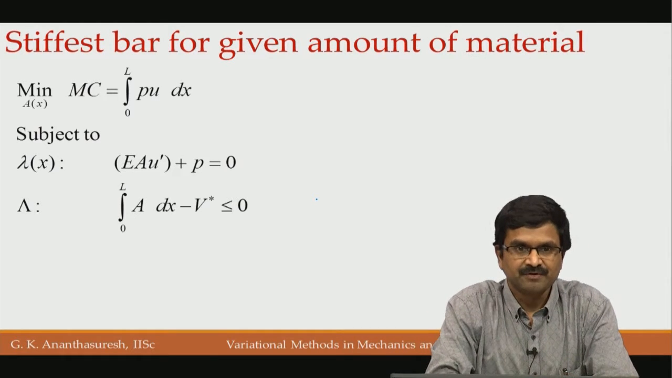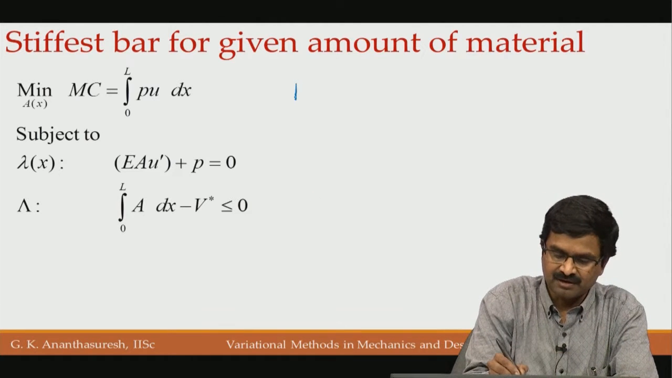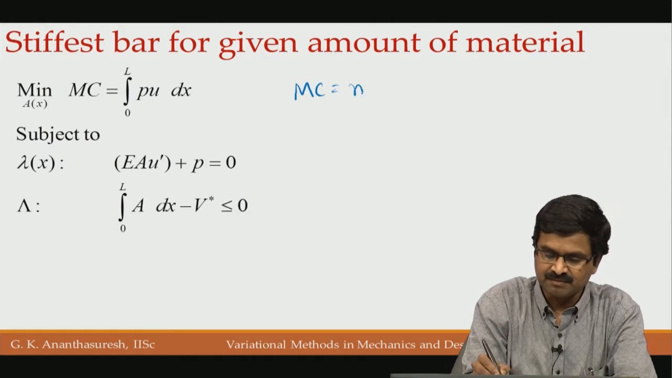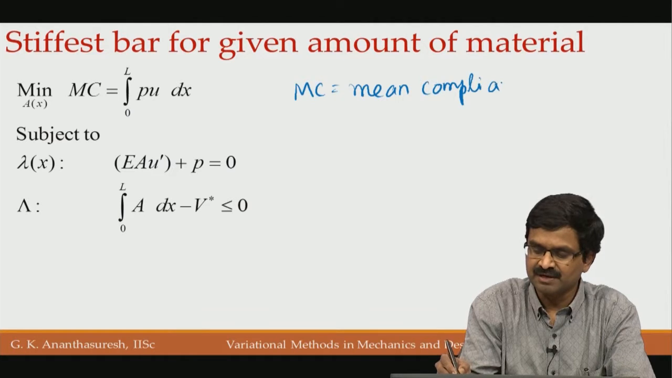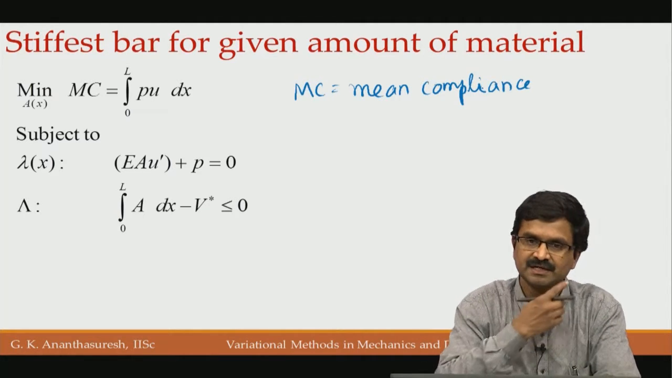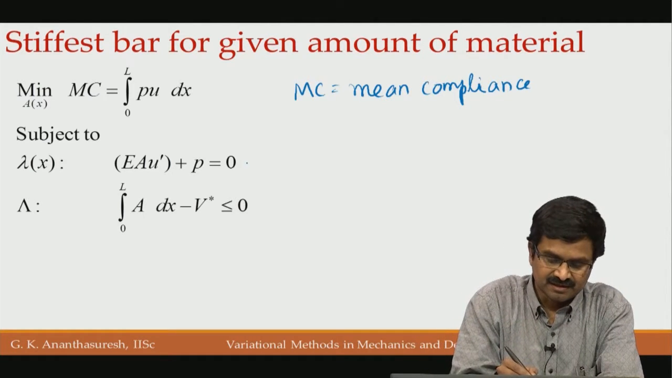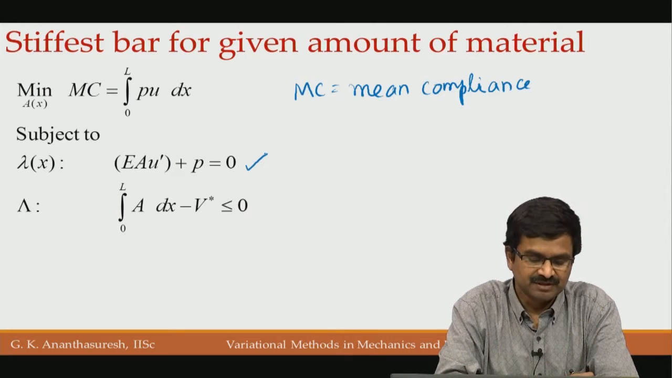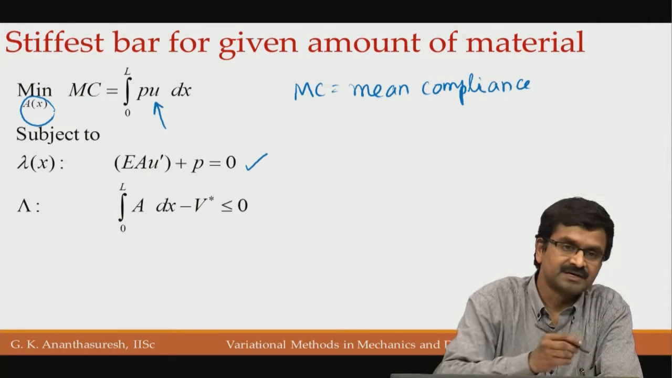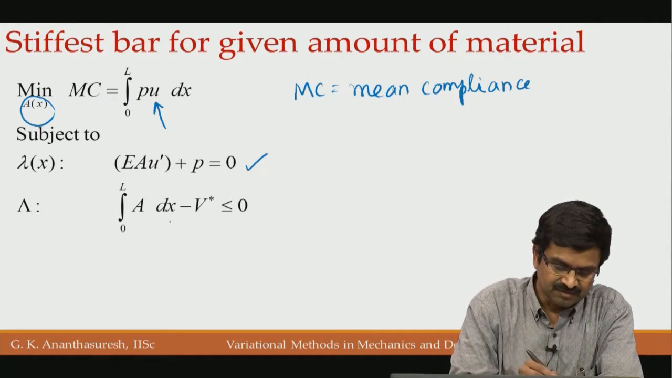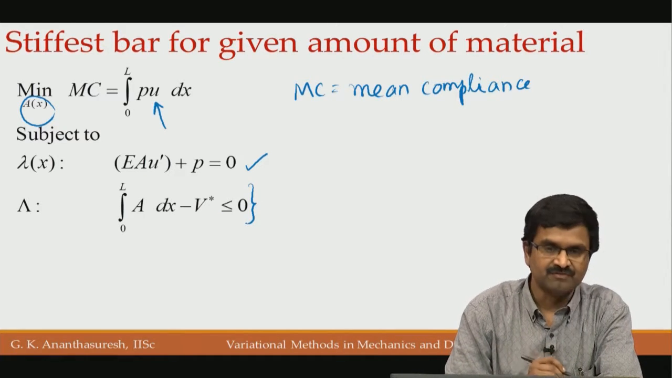So, this is the statement of the problem where we are trying to minimize mean compliance. If you recall, MC is mean compliance. It is basically work done by the external force, and if you minimize it, that is equivalent to maximizing the stiffness of the bar. And this is the governing equation for the state variable u. U is our state variable, a of x is our design variable, and for that design variable we have a resource constraint, that is a volume constraint where V star is there.